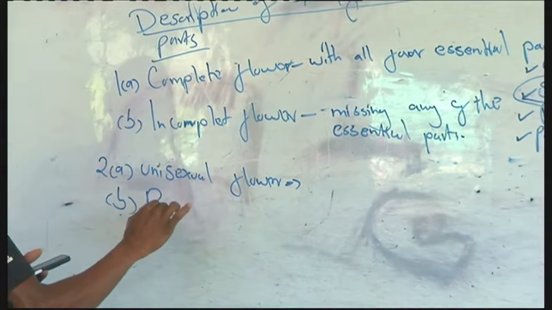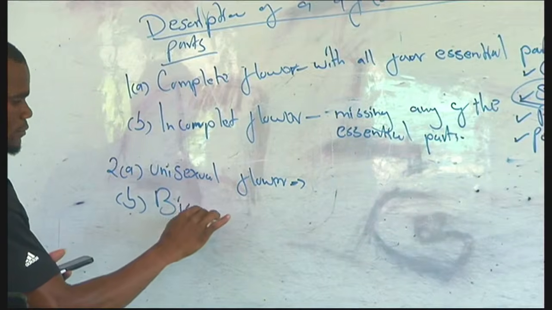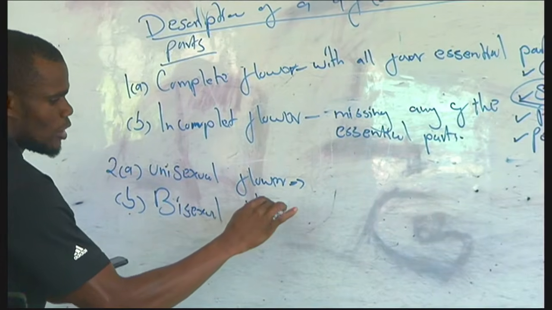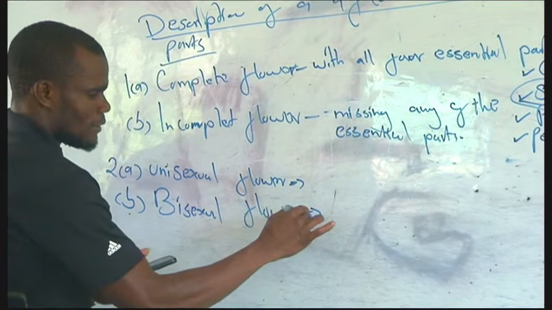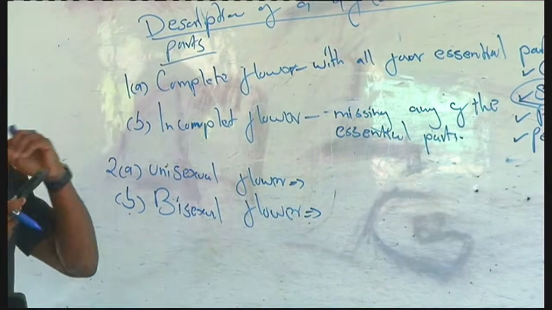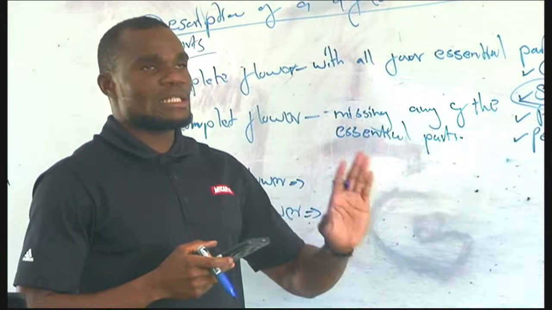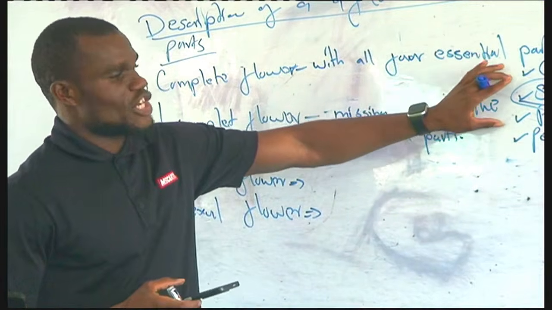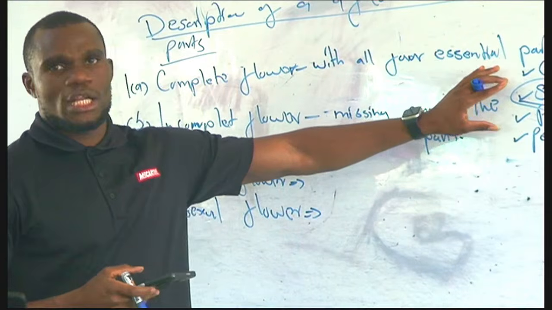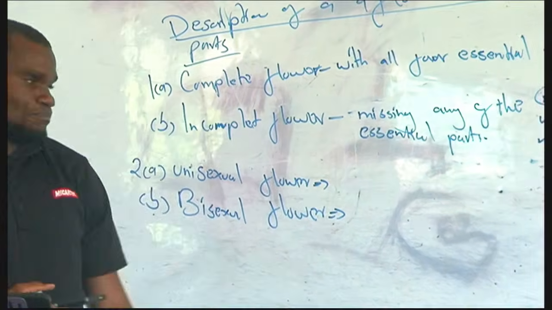Then we have the bisexual flower. What is this bisexual flower? A bisexual flower is that type of flower with both the stamen and the pistil in the same flower.